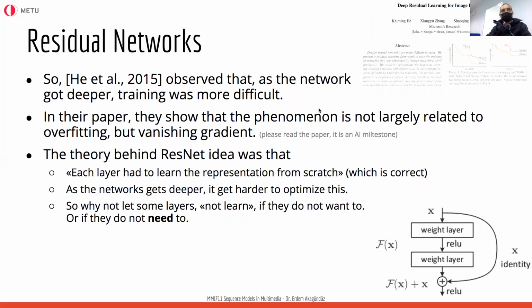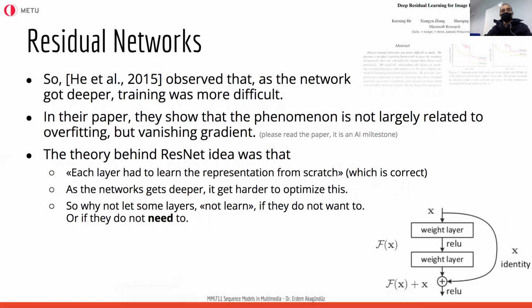Because in their paper they show that this phenomenon is not largely related to overfitting, but to vanishing gradients. I mean, you might say that when you have a larger network, maybe it's not about the vanishing gradients problem, maybe it's about the capacity, but they prove it. They practically prove that this was about vanishing gradients, and because of this skip connection in the backward pass, the gradients do not die.